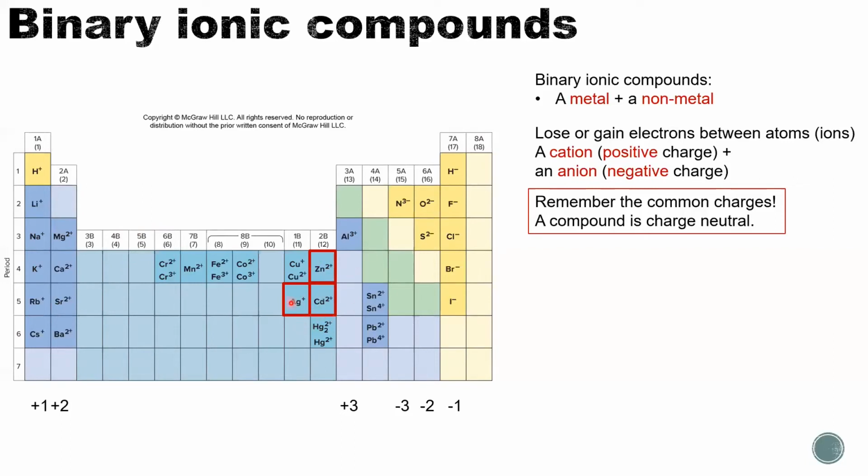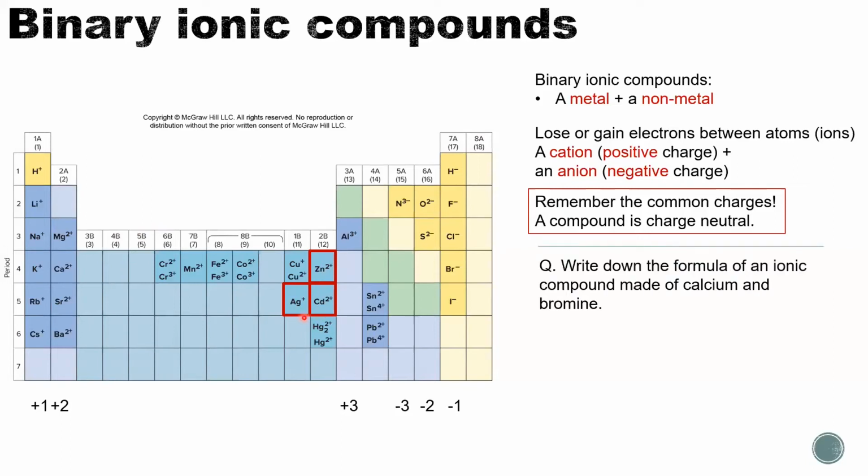So they only have one common charge. Let's take a look at a question. Write down the formula of an ionic compound made of calcium and bromine. For this question we need to keep in mind that the compound is charge neutral. How do we come up with a formula?